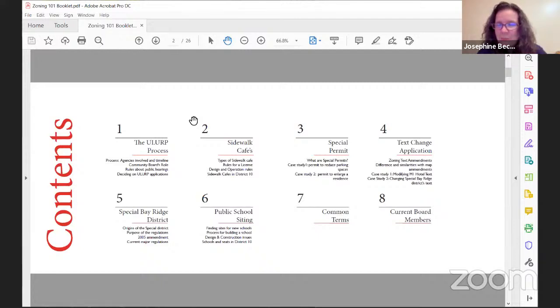But I think this is going to be very helpful to not only zoning and land use committee members, as Lori said, but to the entire board. Because I think it's one of the biggest learning curves for new board members. There's a lot, a lot to zoning and a lot to understand in reviewing different applications.